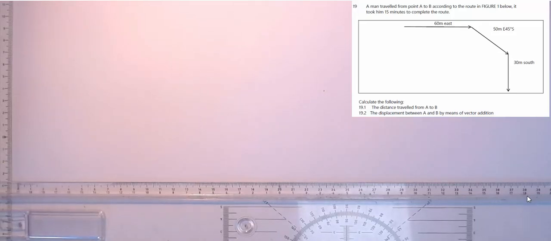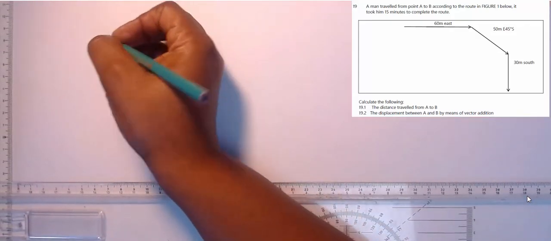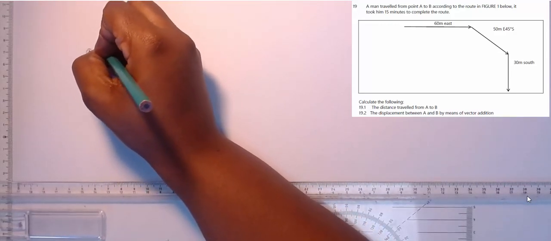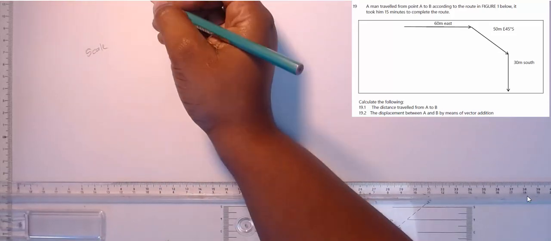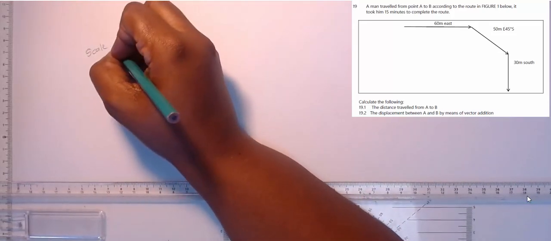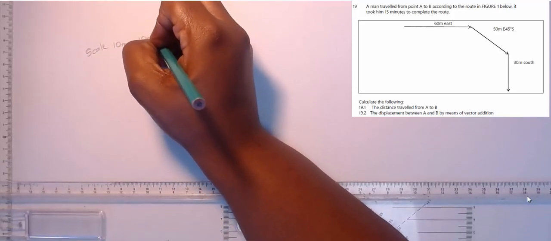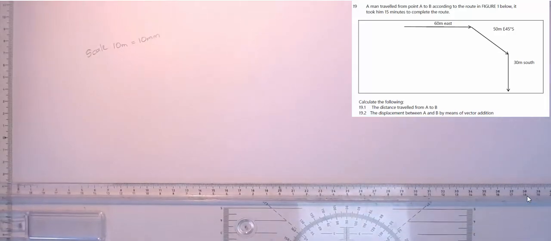Let us see how to draw the coplanar forces. First thing is first, we need to create a scale. Most of the time they will give you a scale. However, if they did not give you a scale, you need to create one. So I'm going to create a scale where for every 10 meters, I would use 10 millimeters. So that is the scale that I would use.